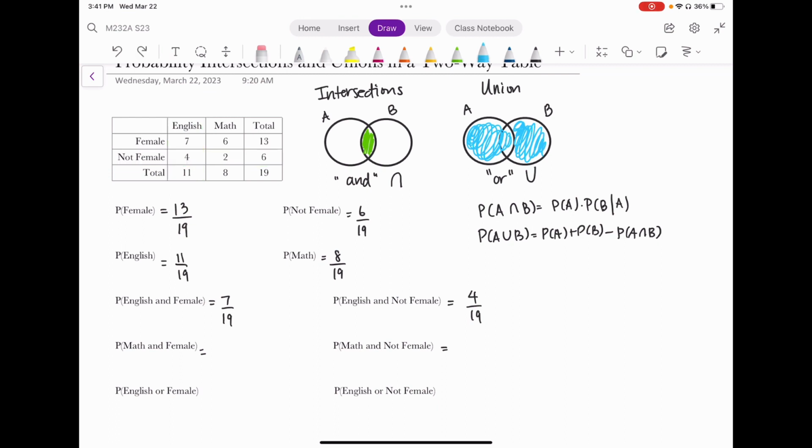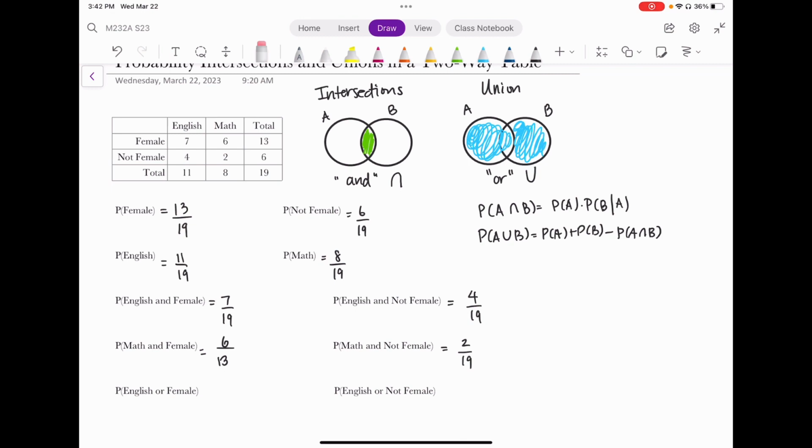Now let's focus on those that prefer math and those that are female. That intersection is 6, so there's 6 out of 19. And then those who prefer math and are not female are going to be 2 out of 19. The and, or the intersection, is found where the two come together in the chart.